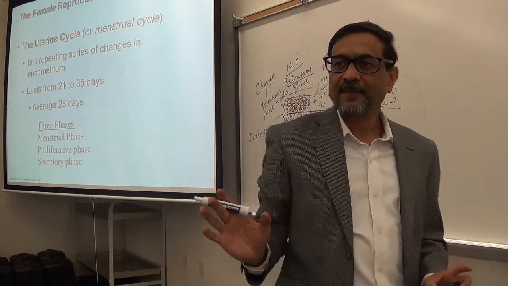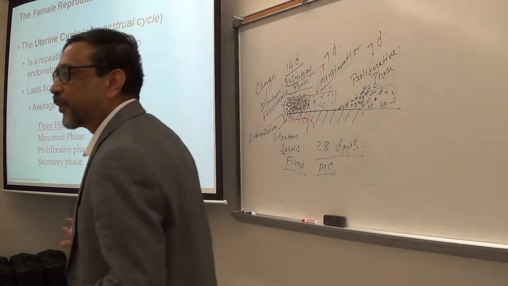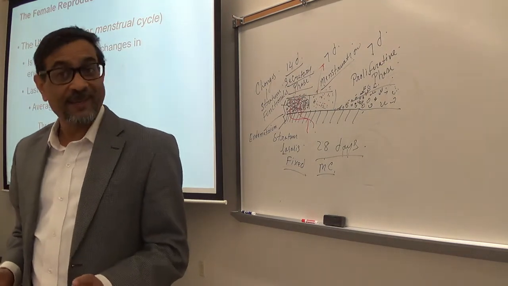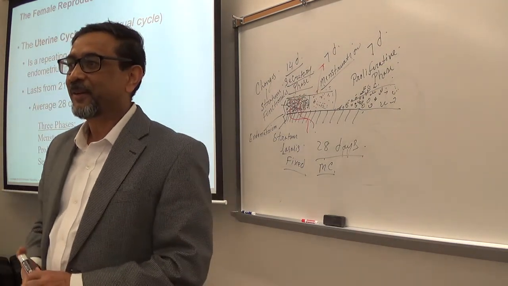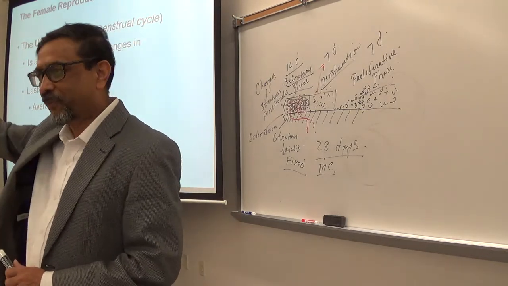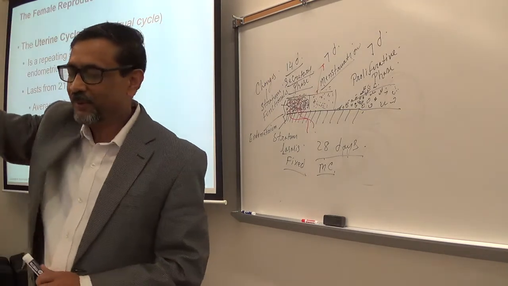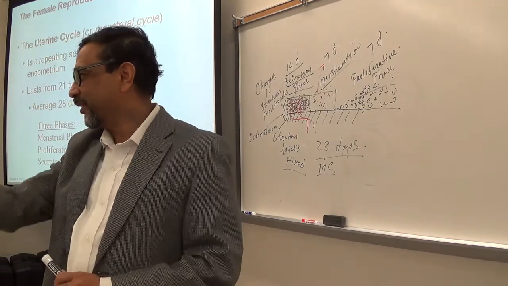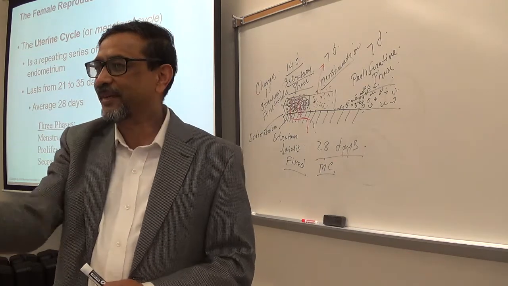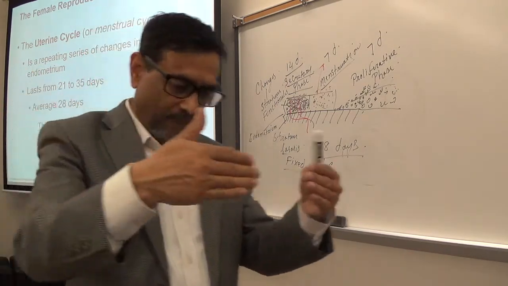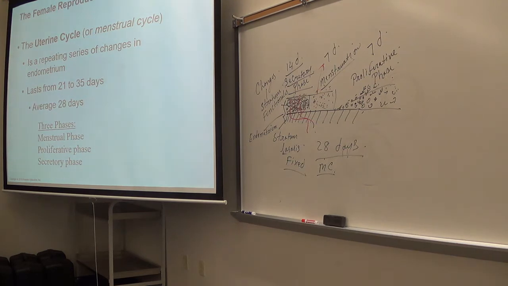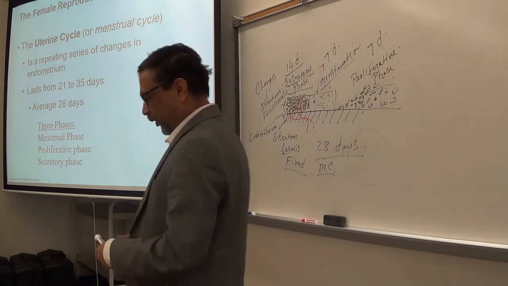Make sense? Ovarian cycle, how many days? 28. Very good. Remember? 14 days for the follicular phase, then ovulation, then another 14 days of corpus luteum, the luteal phase, right? So these two go together. Make sense? The ovarian cycle and the uterine cycle, they go together.